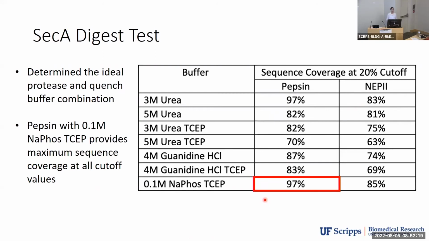The 20% cutoff is only shown in this image. However, 0.1 molar Na-phos-TSAP when combined with pepsin protease did provide maximum sequence coverage from all cutoff values tested, ranging from 0% cutoff to 20% cutoff. Thus, we could determine that this was the right protease and buffer combination for use in HDX-MS.